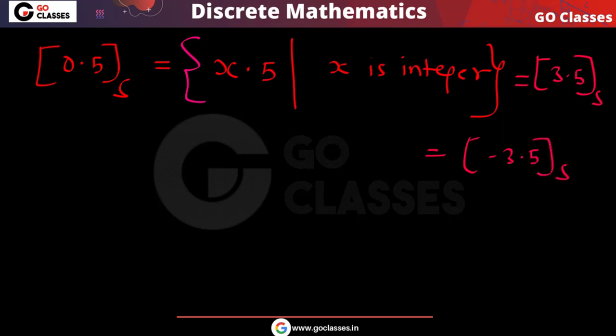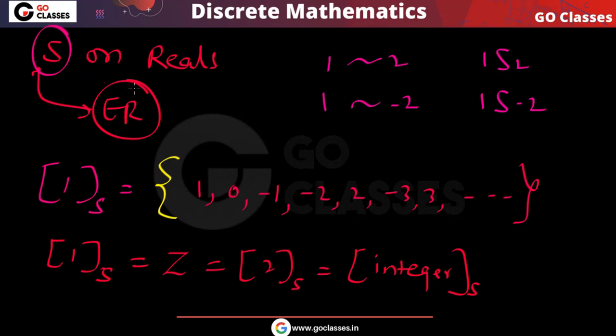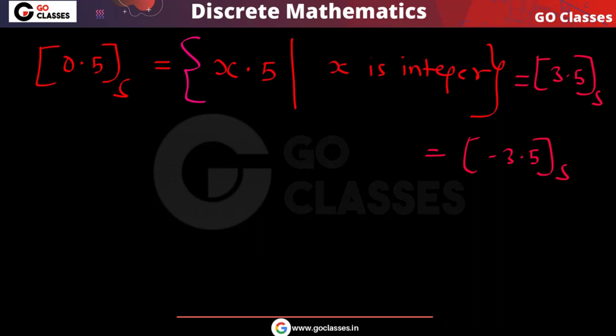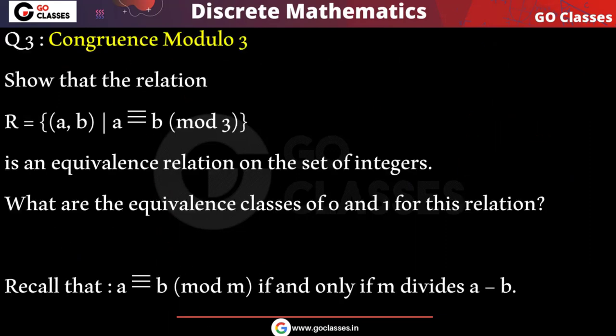So this is the simple idea: what is the equivalence class of an element? Because S is an equivalence relation on the set of real numbers, I can find the equivalence class of any element. What is the equivalence class of 1? What is the equivalence class of 0.5? We can find it out. Now let's see the next example.